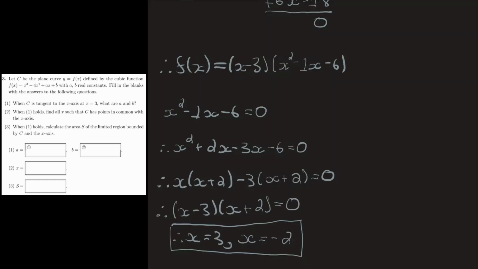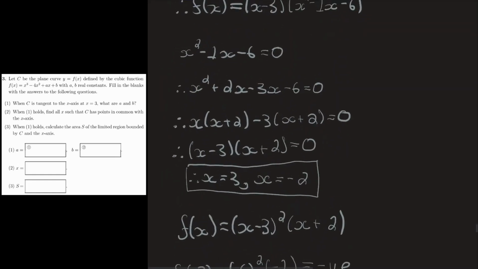Now last is part 3, which reads, when 1 holds, calculate the area S of the limited region bounded by C and the x-axis. So we need to find the area of this limited region. To start, we need to know what exactly this limited region is. The easiest way to do that is probably to figure out what our function looks like and see this limited region. Since we know that our function touches the x-axis at x equals 3 and x equals -2, let's check the value of the function at in-between x values.